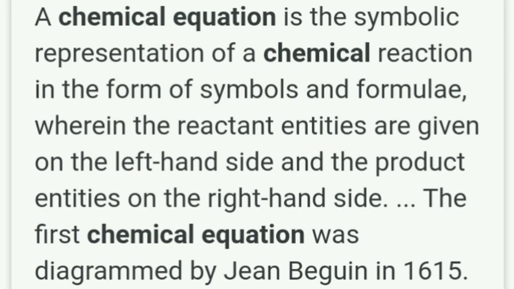Now let's discuss a chemical equation. It is a symbolic representation of a chemical reaction in the form of symbols and formulas, wherein the reactant entities are given on the left hand side and the product entities on the right hand side of the arrow. The first chemical equation was diagrammed by Jean Beguin in the year 1615.